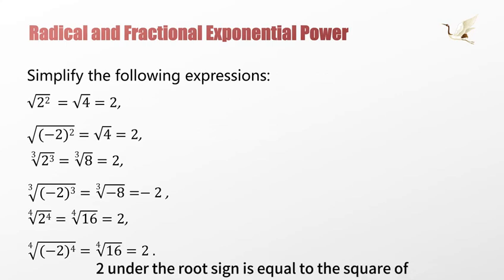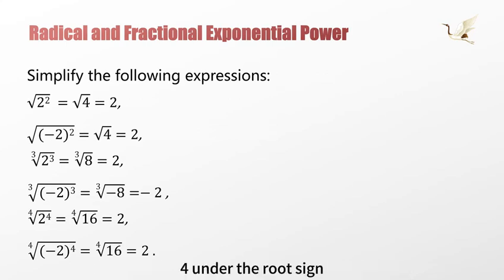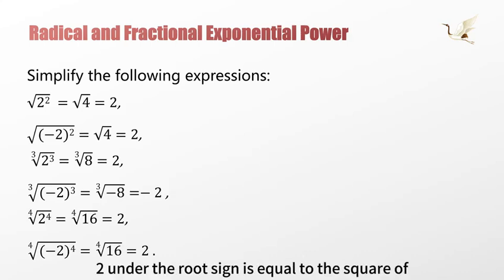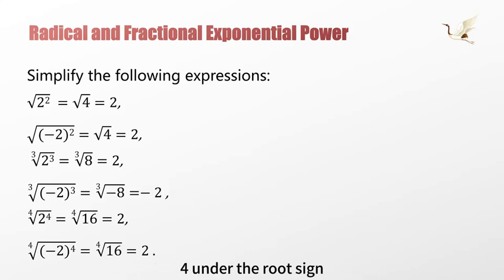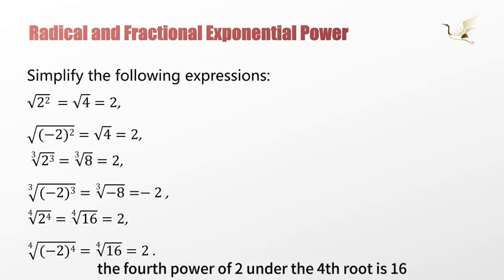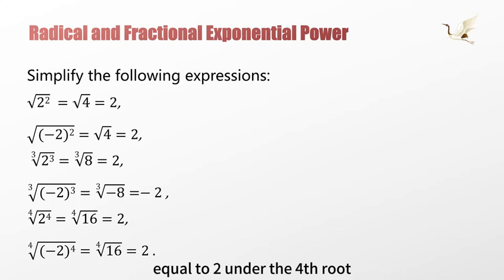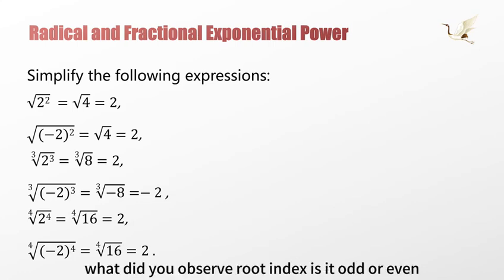The square root of 2 squared is the square root of 4, which is equal to 2. The square root of negative 2 squared is the square root of 4, which is equal to 2. The cube root of 2 cubed is equal to 2, and the cube root of negative 2 cubed is equal to negative 2. The fourth root of 2 to the fourth power, which is 16, is equal to 2, and the fourth root of negative 2 to the fourth power, which is 16, is also equal to 2. What did you observe? Is the root index odd or even?